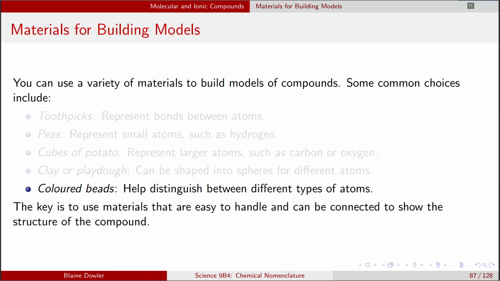So you can actually buy some model kits that will have a variety of colors, the same size, as well as a variety of sizes. The key is to use materials that are easy to handle and can be connected to show the structure of the compound.